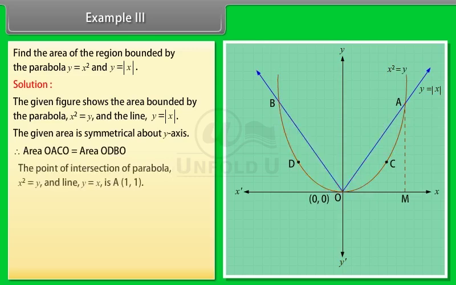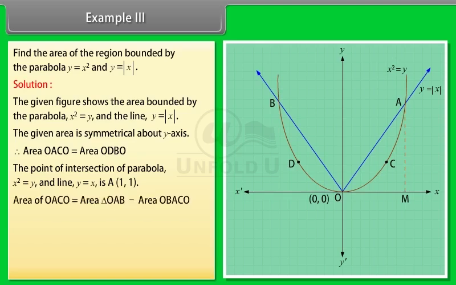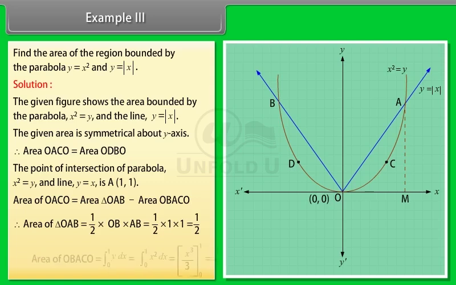The point of intersection of parabola x square is equal to y and line y is equal to x is A(1, 1). Area of OACO is equal to area of triangle OAB minus area OBACO. Therefore, area of triangle OAB equals 1 upon 2 into OB into AB, equal to 1 upon 2 into 1 into 1 equals 1 upon 2.